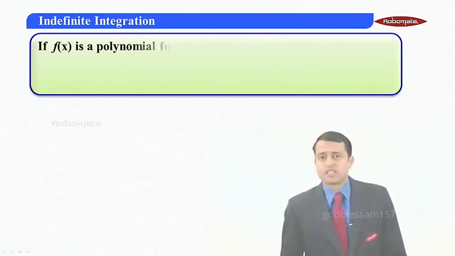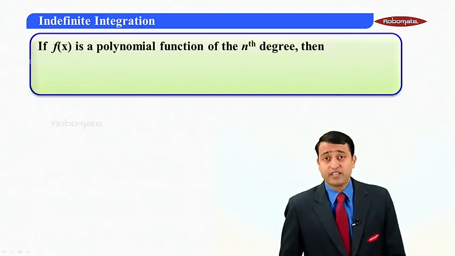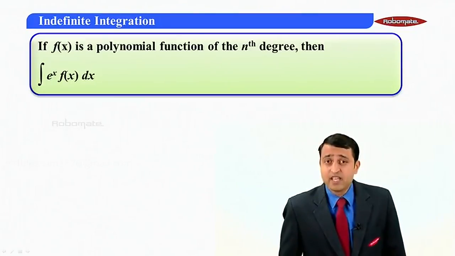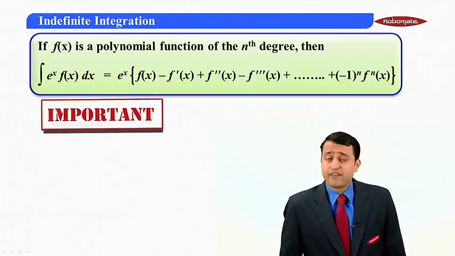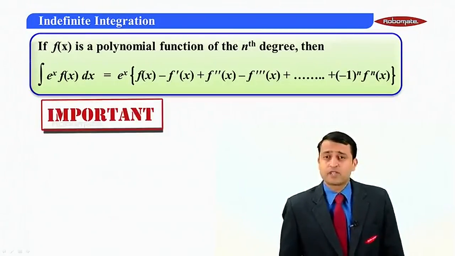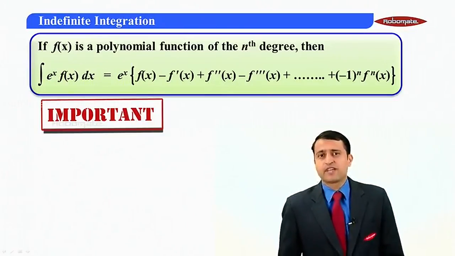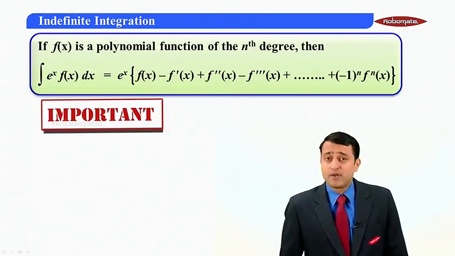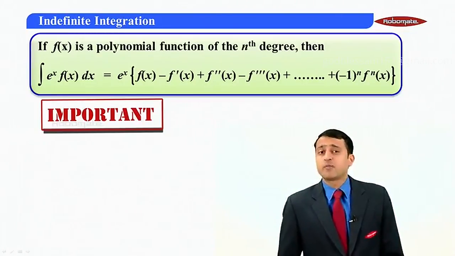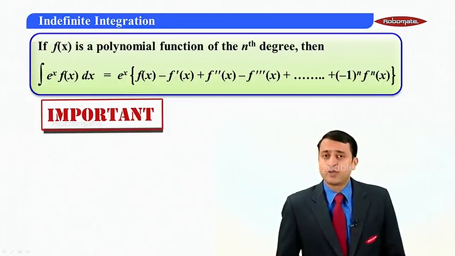Now let's generalize this. If I have a function of x which is a polynomial in x of the nth degree, then the integral e raised to x f of x dx is given by e raised to x into bracket f of x minus f dash of x plus f double dash of x and so on, and the last term is minus 1 raised to n times the nth derivative of f of x. This is how we will evaluate something of the type e raised to x into f of x, where f of x is a polynomial of nth degree. That's all we have in this module. Thank you very much.